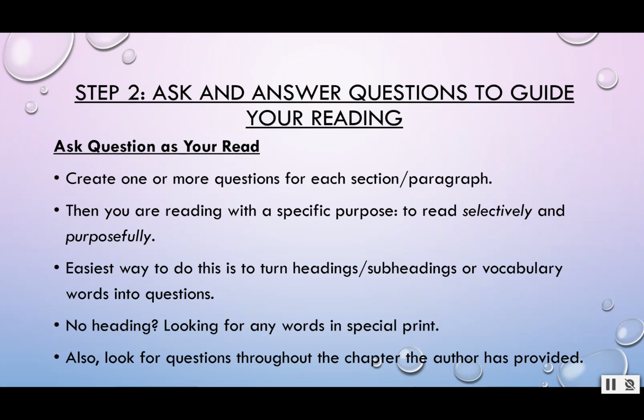Okay, now step 2 of the study reading process, we're going to ask and answer questions to guide your reading. So you're going to create 1 or more questions from each section or paragraph. Then that will give you a specific purpose in reading. So you're going to read selectively and purposefully to answer those questions. The easiest way to create those questions is to turn headings or subheadings or vocabulary words into questions. But if you don't have any headings, you can look for terms in special print, and then look for questions throughout the chapter that the author has provided.